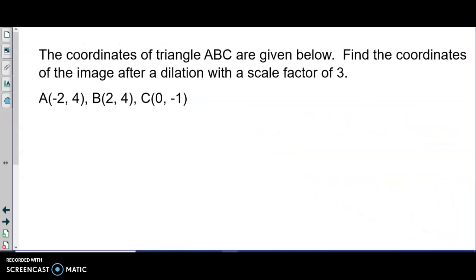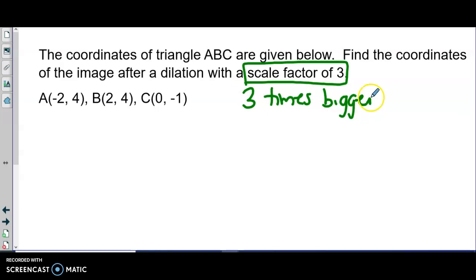Okay. For this one, the coordinates of triangle ABC are given below, right here. Find the coordinates of the image after a dilation with a scale factor of 3. The scale factor tells you how much you're making it bigger or smaller. In this case, since the scale factor is greater than 1, we know we're making it 3 times bigger. So all we're going to do is go over here to each of our coordinates and multiply all of these by 3 to get our new coordinates, because we're making it 3 times bigger, so we want to multiply by 3.